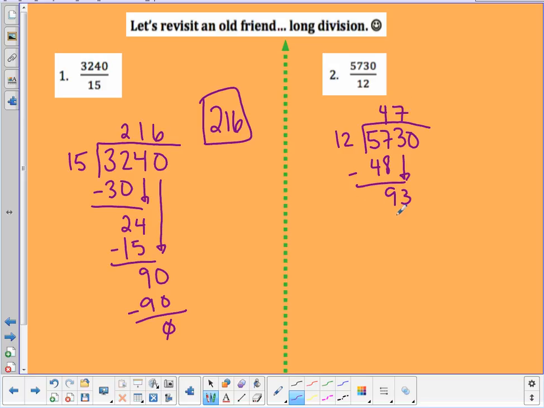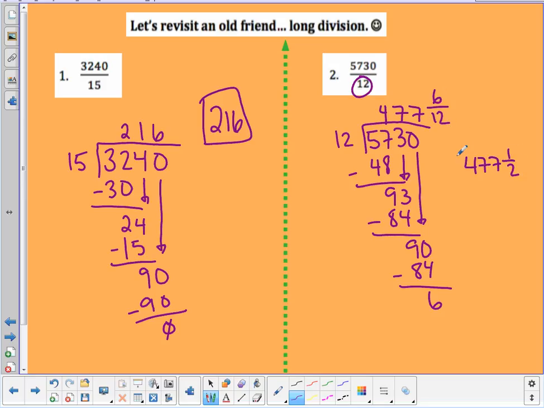7 times 12 is 84. Subtract, and once again I get a 9, and then bring down the 0. 12 into 90 will go 7 times again. 7 times 12 is 84 again, and subtract those and I have a 6. So basically you have a remainder of 6, which is out of what you divided by 12, and 6 out of 12 is the same thing as a half. So my quotient here is 477 and a half.